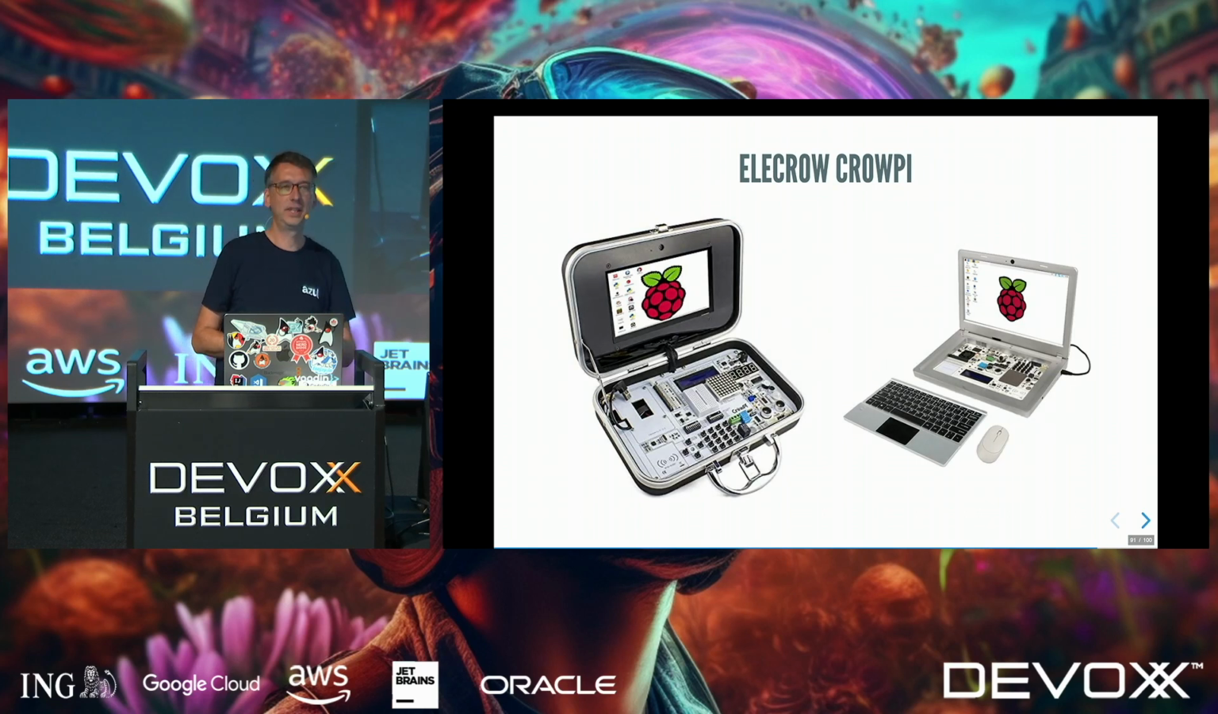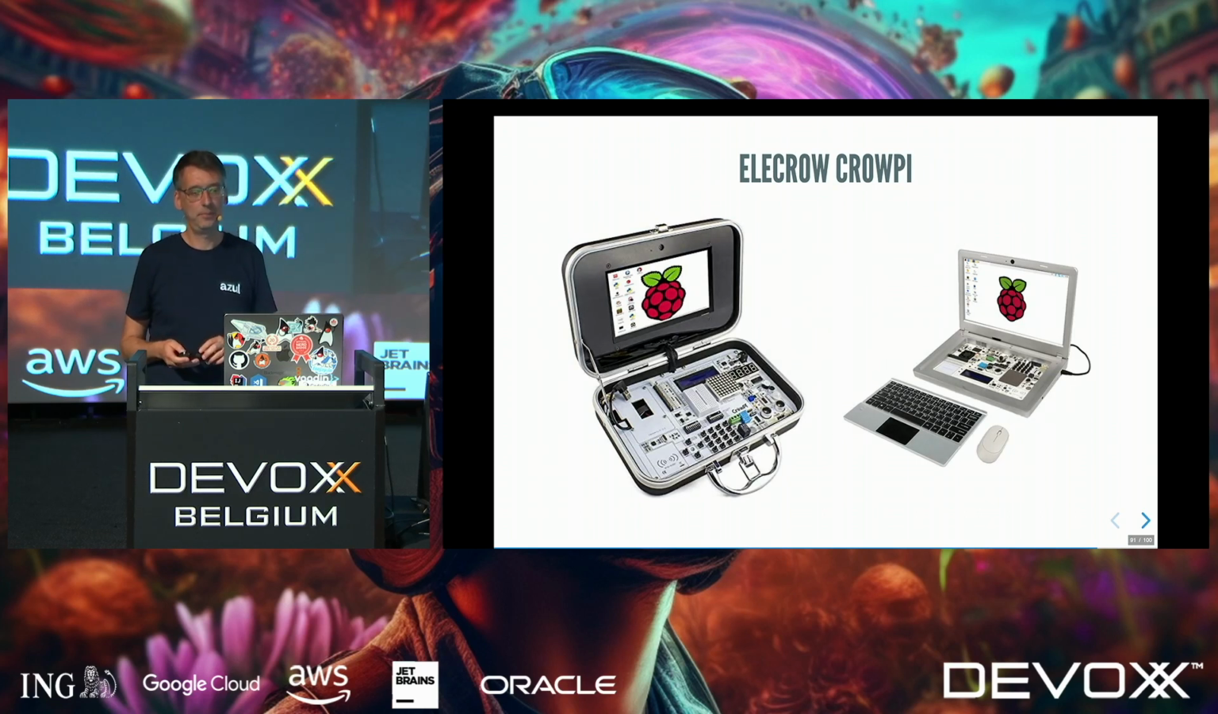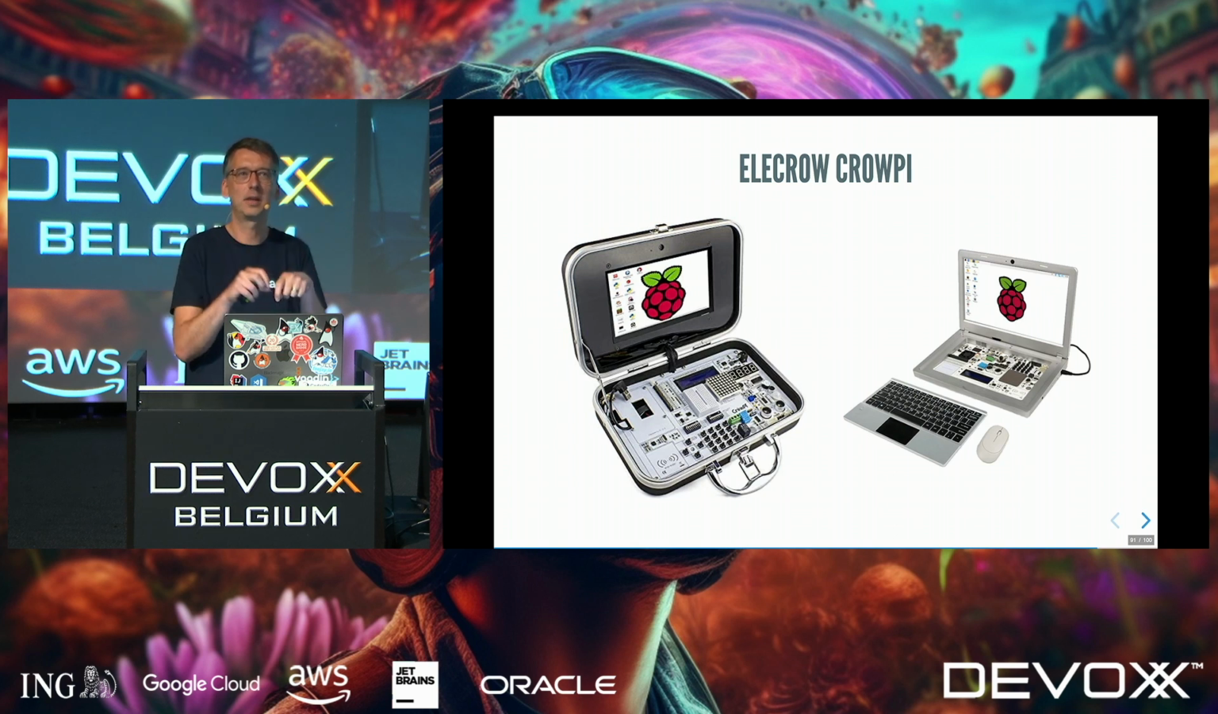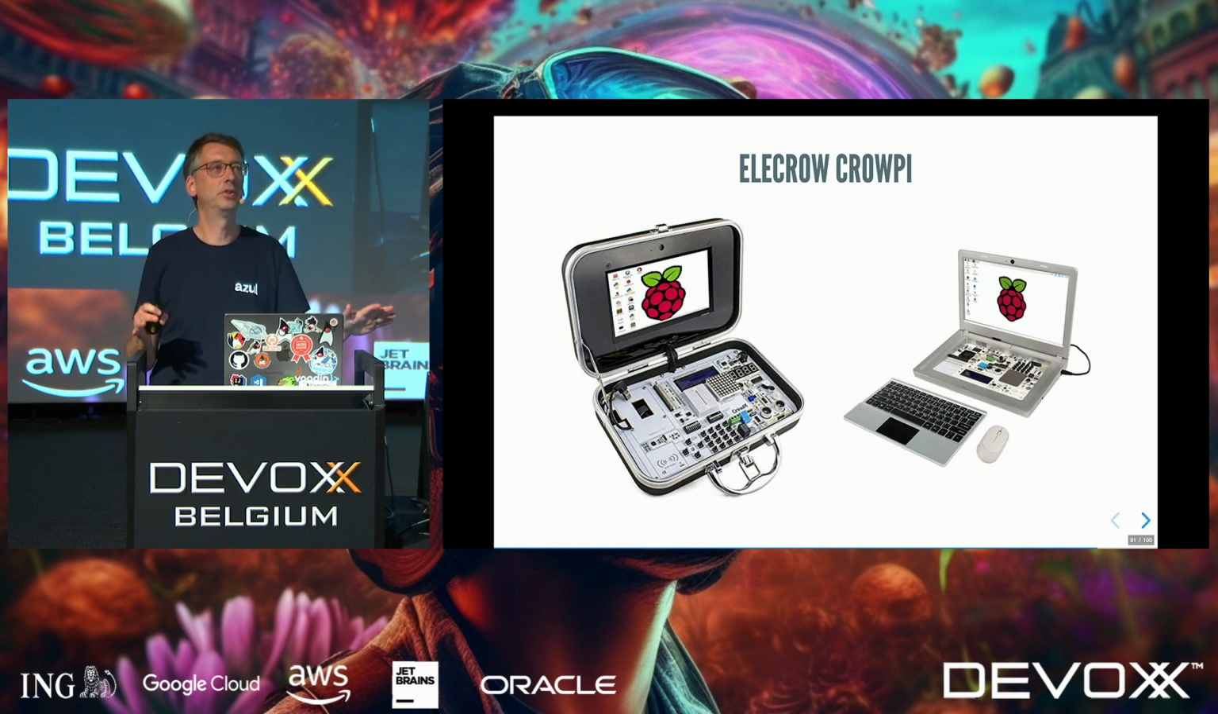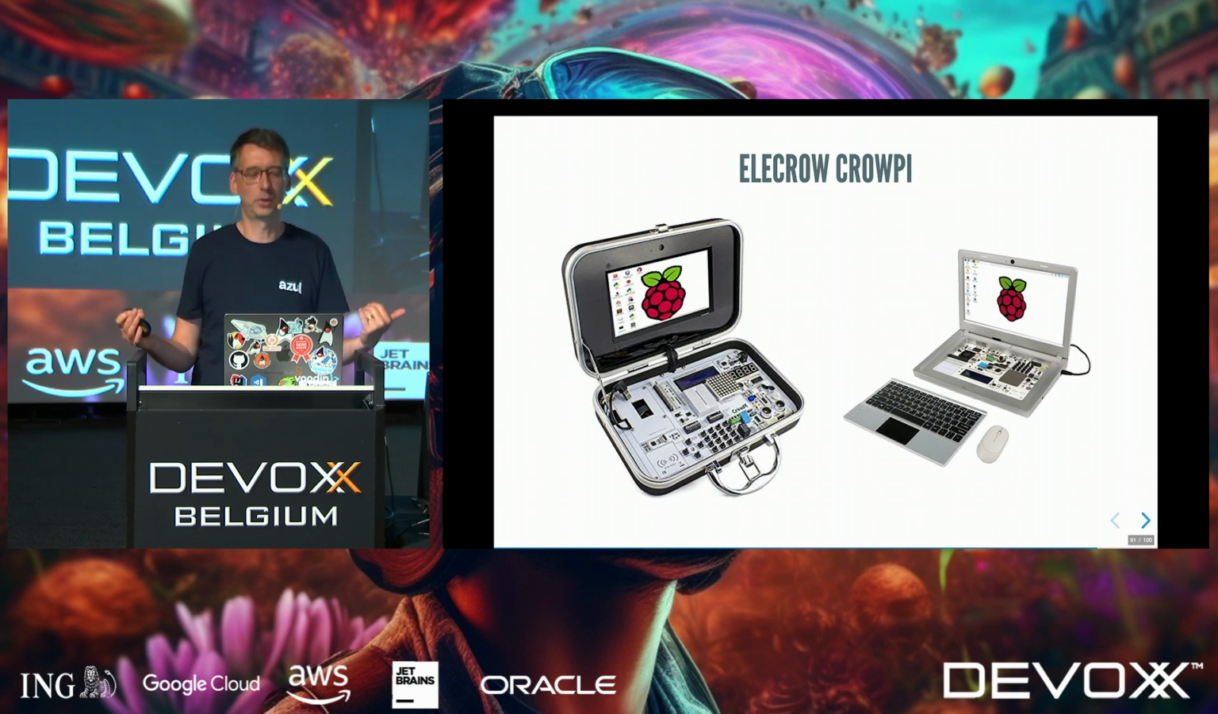As I said, I will be using the Elecrow CrowPi. I love this device because it takes away the hassle of all these wires. You've seen all these wires I was using with that little segment display. Within this little device, everything is pre-wired for you. If it doesn't work, you messed it up, not your wiring. So your code is wrong.